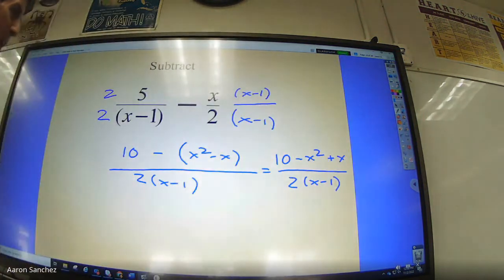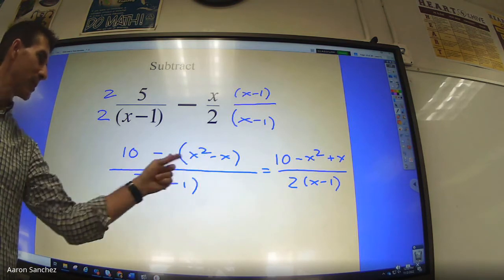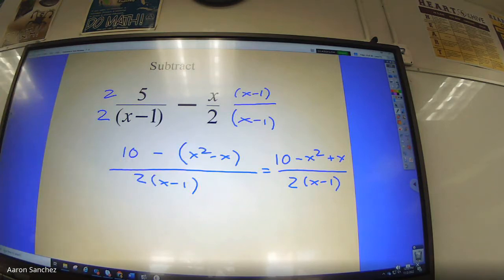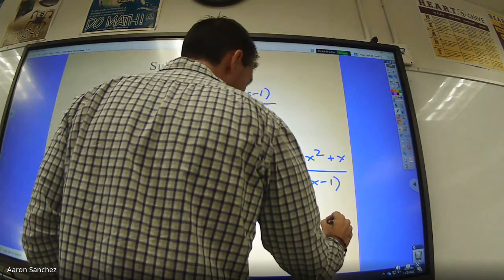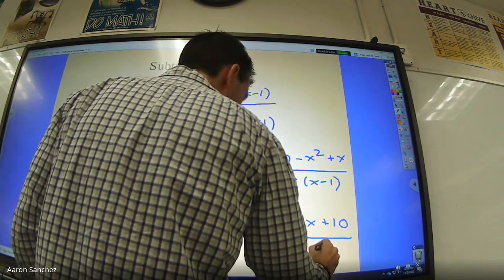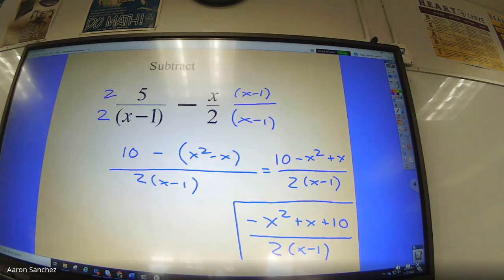Now that's pretty much good enough there, but I usually like the x squared first. This is minus parentheses x squared minus x. I distributed the negative to make that negative and make that positive. That's why I put in parentheses so you could see how the negative affects it. It's neater, not necessarily more correct. If you leave it at the first one, I will not mark it wrong. Negative x squared plus x plus 10 divided by 2 times x minus 1.